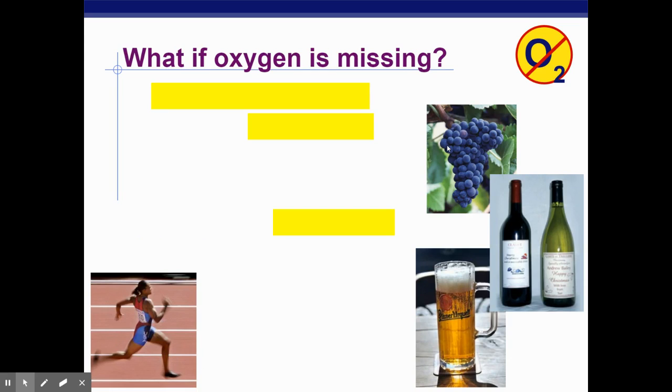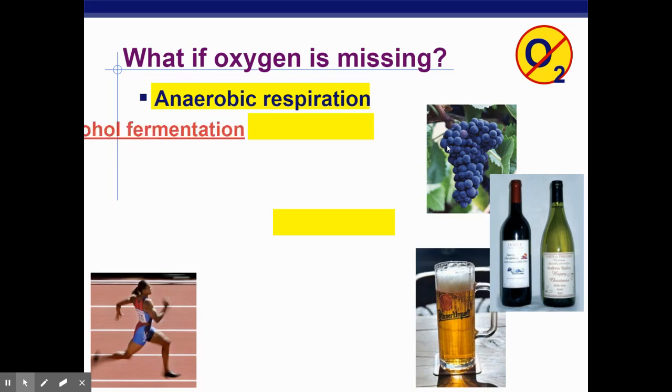Okay, so now the question is, what if oxygen isn't available? How do we get energy out of our food then? So there's something called anaerobic respiration. That AN at the beginning means not aerobic. So that means oxygen is not available. There's a couple different ways that different cells can extract energy out of the food that's available if there's no oxygen there. One of them is alcohol fermentation.